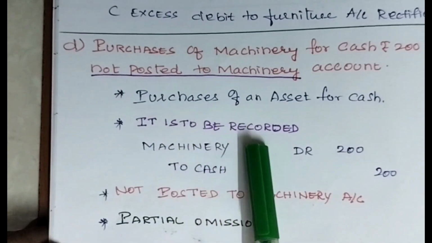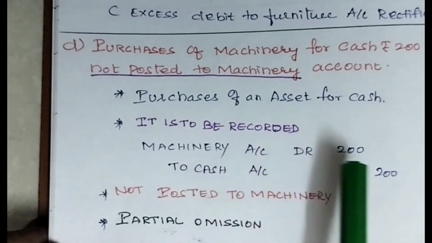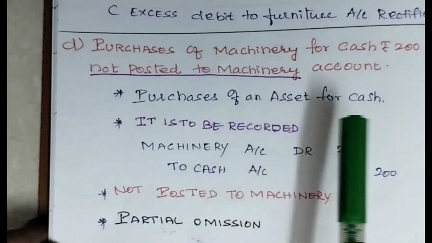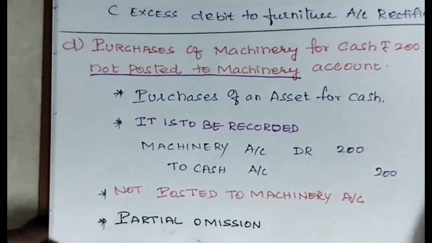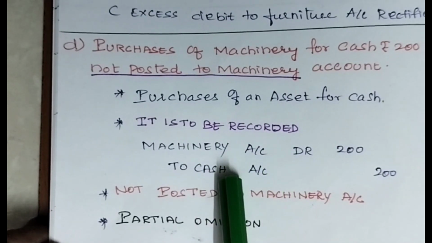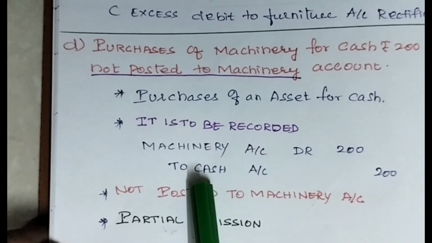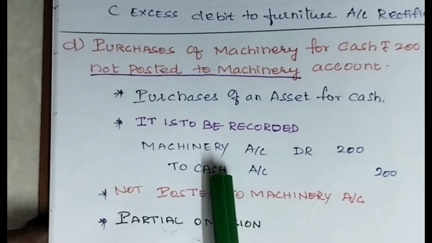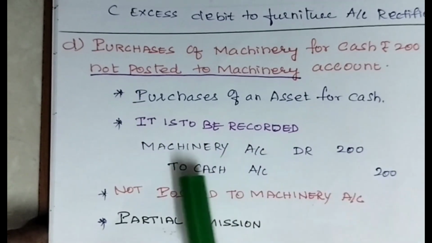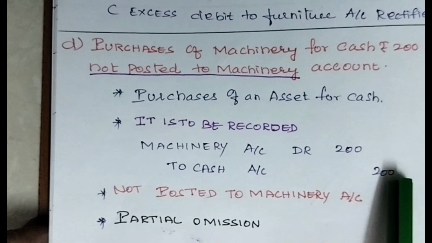When you purchased machinery, the cash account decreased, right? Cash goes out. Whenever cash goes out or the cash account decreases, the cash account is to be credited. Cash is the giver, so credit the giver. So what is to be recorded? Machinery account debit 200 rupees to cash account 200.